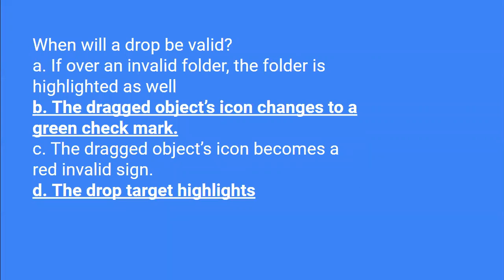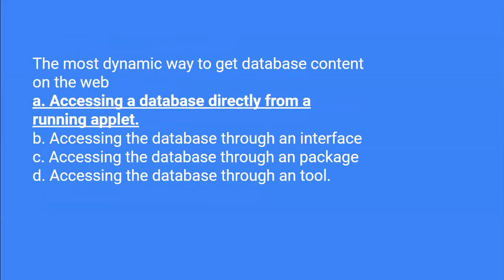When will a drop be valid? The options are: if over an invalid folder, the folder is highlighted as well. Next option, the dragged object's icon changes to a green check mark. Option C, the dragged object's icon becomes a red invalid sign. Option D, the drop target highlights. It is a multi-choice question. The answers are option B and option D. The dragged object icon changes to a green check mark. The drop target highlights. Next question.